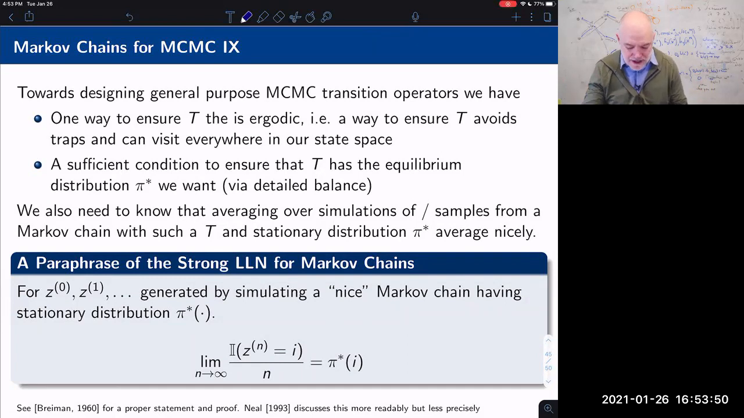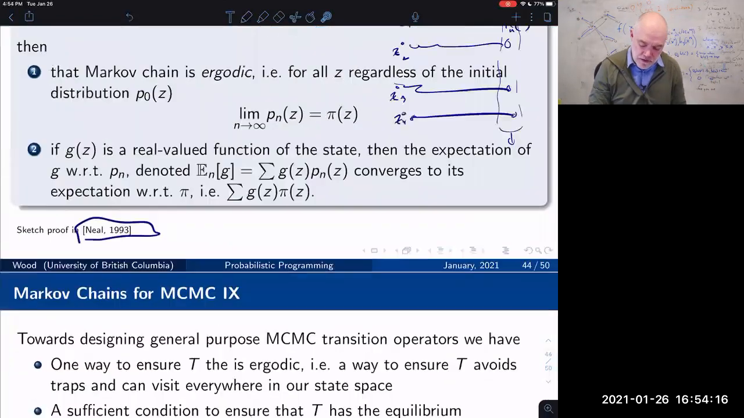We also need to know that averaging over simulations and samples from a Markov chain with such a T and a stationary distribution average nicely. There is a result called the strong law of large numbers for Markov chains, which says that if you have a sequence of samples Z0, Z1, and so on, that you get from simulating a nice Markov chain with stationary distribution pi z, then something really magical happens.